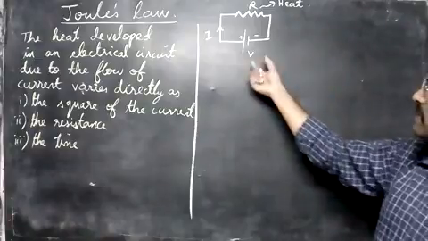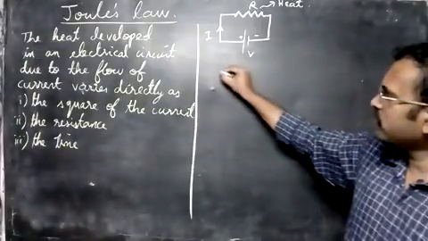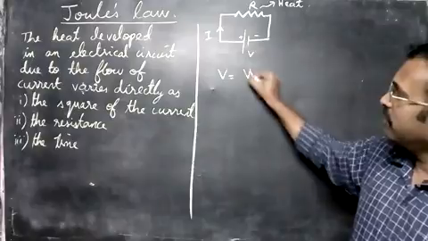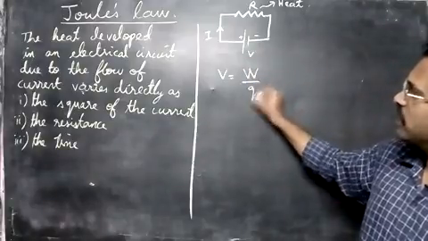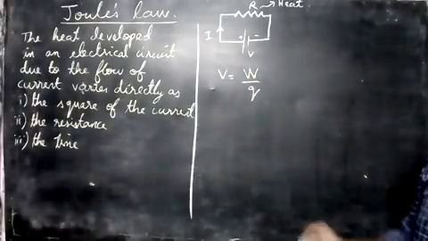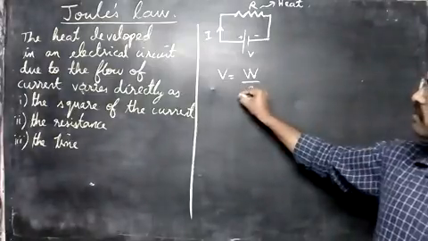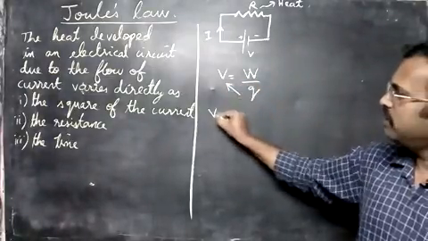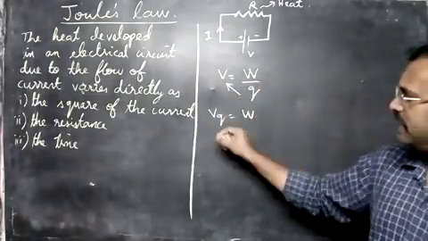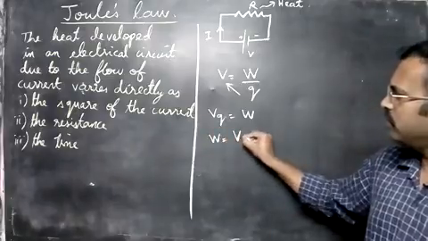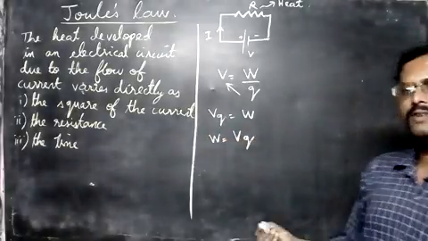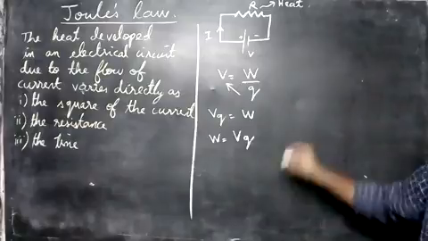Now we see the voltage here. The definition of voltage: V is equal to the work done by the charge. So from this equation we must find the work. Cross multiply, so V into Q is equal to W. Rearranged, W is equal to V into Q. W means work. Now Q means the charge here.